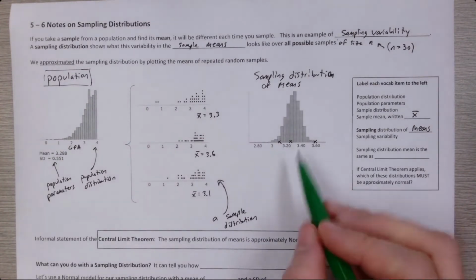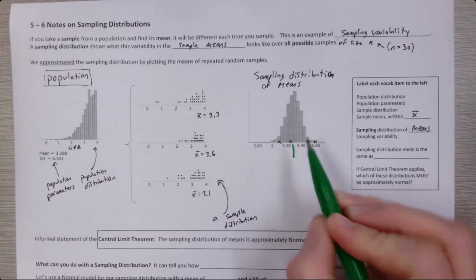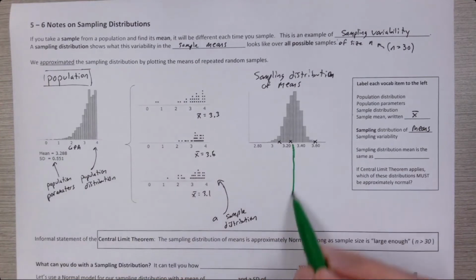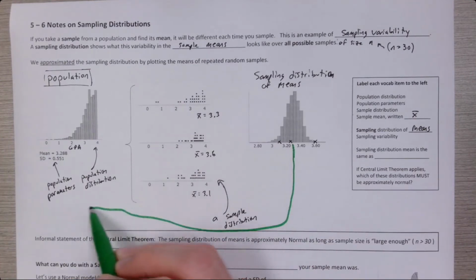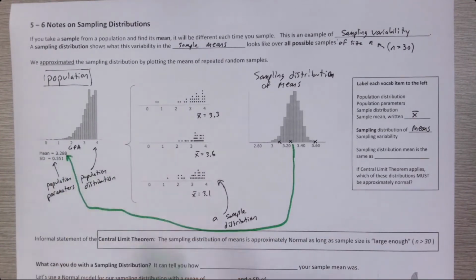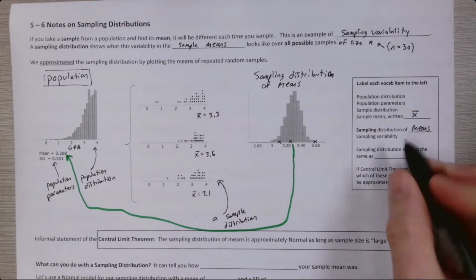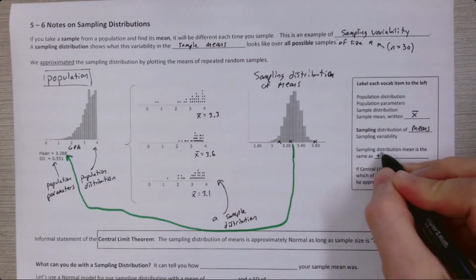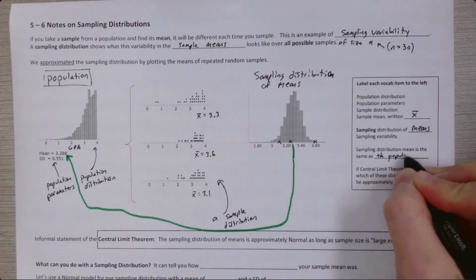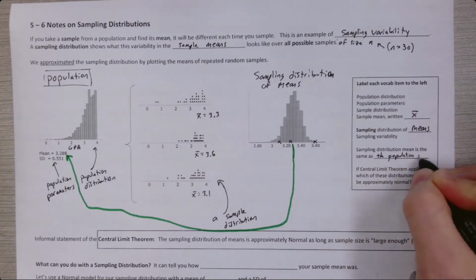Well, if you were going to actually calculate it, you would find that it's actually the same as the population mean, which is a cool fact about sampling distributions. So the sampling distribution mean is the same as the population mean.